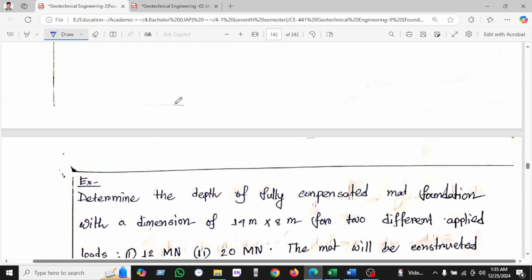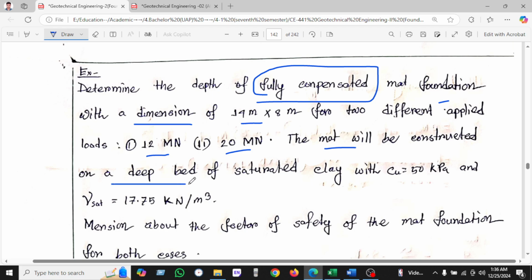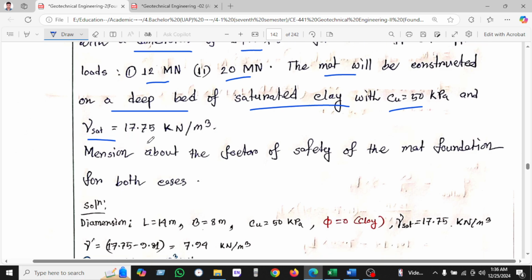So let's see another example. Determine the depth of footing for a fully compensated mat foundation with the dimensions of 14 meter by 8 meter, for two different loads applied, which are 12 MN and 20 MN. The mat will be constructed on deep saturated clay with Cu equal to 50 kilopascal and gamma saturated equal to 70.75 kN per cubic meter, and mention the factor of safety of the mat footing for both cases.